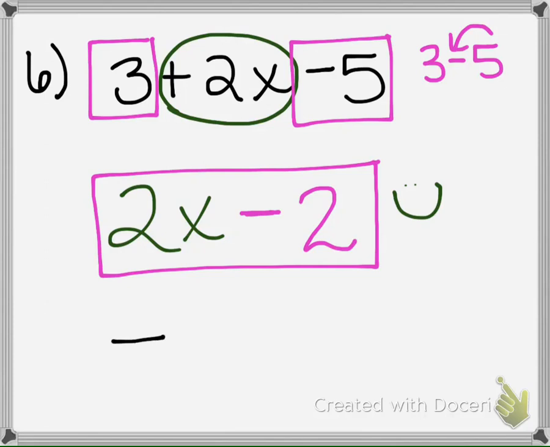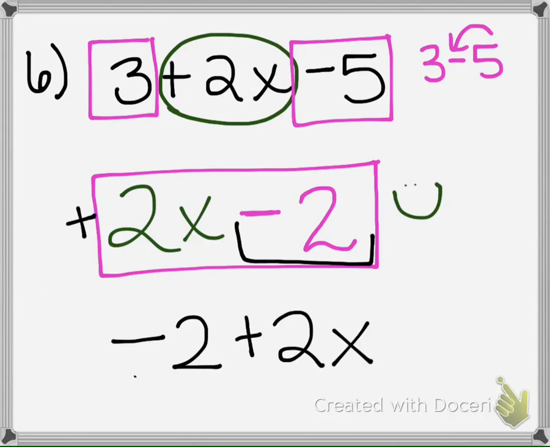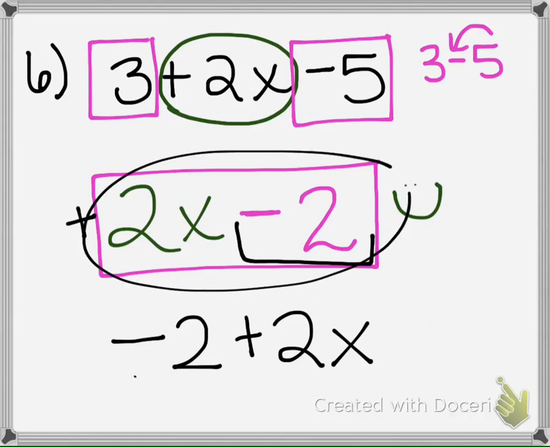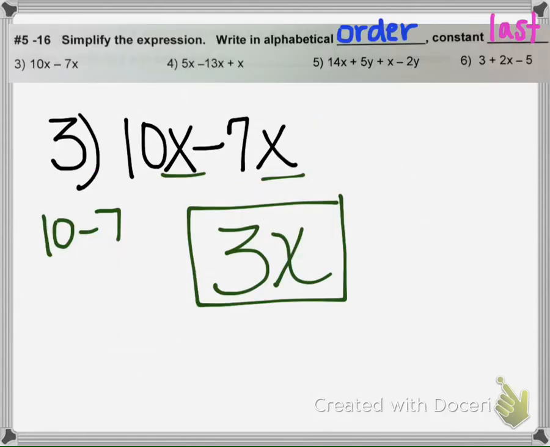However, if we did write it this way, where we put this negative 2 in the front, and then this positive 2x in the back, that is still correct, but this is the best way to write our answer because it follows the rule. And the rule is that we write our answers in alphabetical order, and the constant, the one without the variable, always goes last.